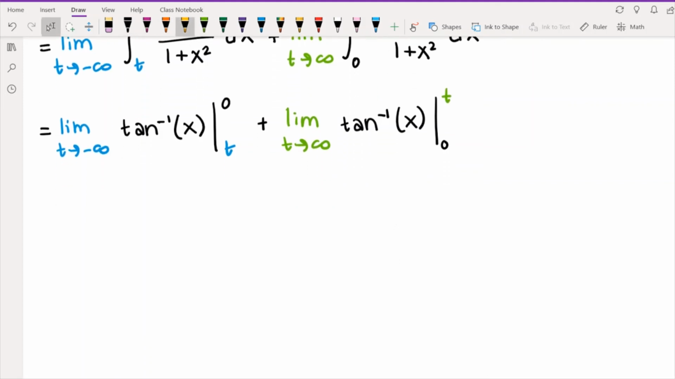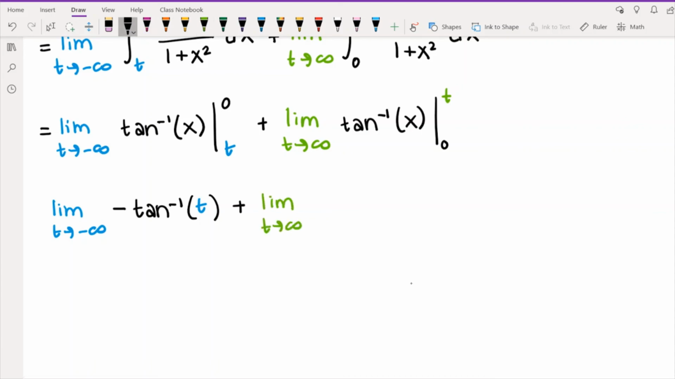Okay, so what do we get when we plug in these things? Well, inverse tangent of 0 is just 0. So we're going to have the limit as t approaches negative infinity of, 0 would give us 0, and so we're just left with negative inverse tangent of t. Negative because it was the second part of FTC, because we were subtracting. And then here we have the limit as t approaches infinity of, now the t is positive, right? Because that's the first thing. So now we have inverse tangent of t as a positive, and then subtracting 0, but inverse tangent of 0 is just 0.